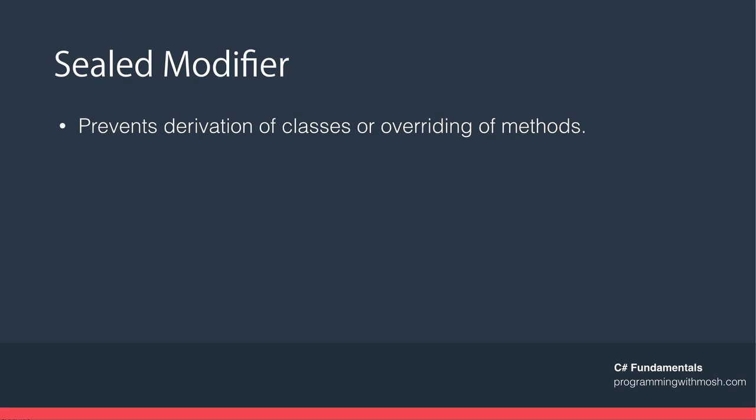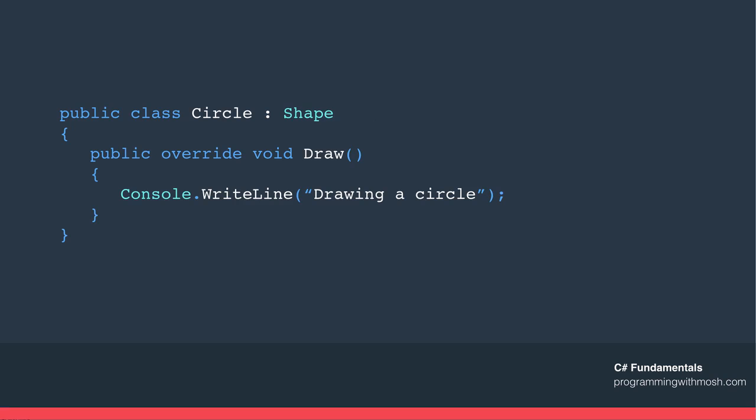Let's take a look at an example. So here's a circle class that you saw in the last lecture. It derives from the shape class and overrides the draw method. We can apply the sealed modifier to the circle class. By doing so, we cannot create a class that derives from circle. Or we can apply the sealed modifier to the draw method here.